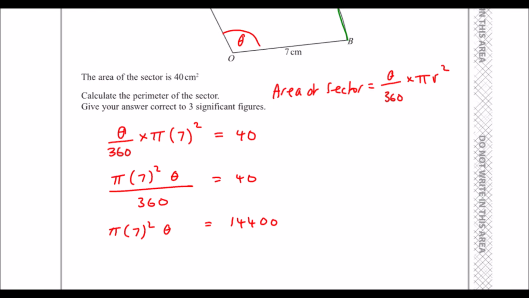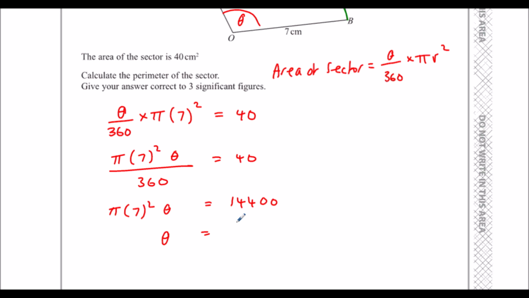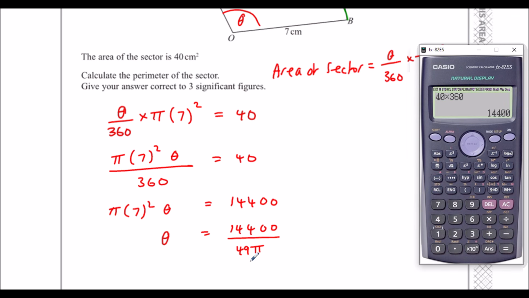And then to get theta by itself, we divide both sides by pi times 7 squared. So 7 squared is 49. So it's 14,400 over 49 pi.